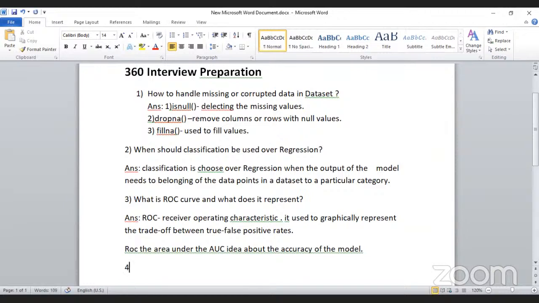My fourth question will be, what are type 1 and type 2 errors? What are type 1 and type 2 errors?